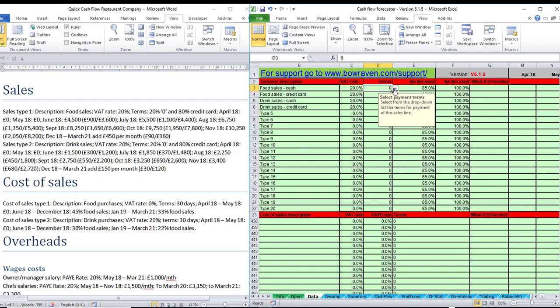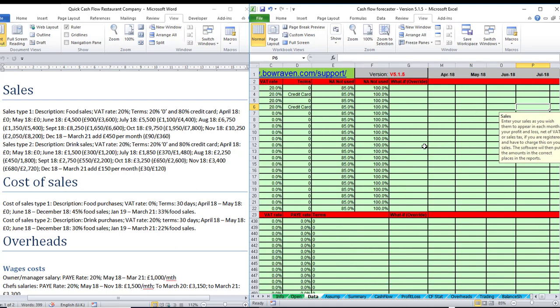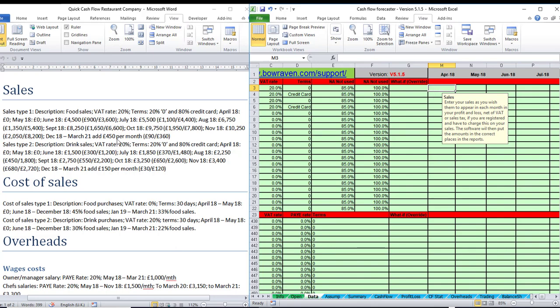Terms, cash sales is 0 because it's 0 months, and you have various months right the way through to 12 months, or negative if they're in advance, up to 24 months in advance. But in this case, this is cash, and then credit card. I'm going to ignore those, which is to do with factoring. So in months April and May, there's no sales, so our sales start in June.